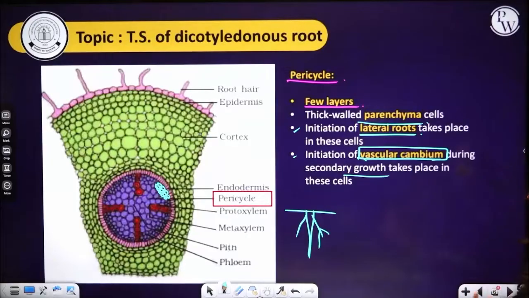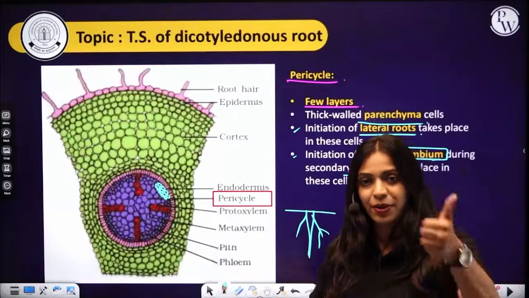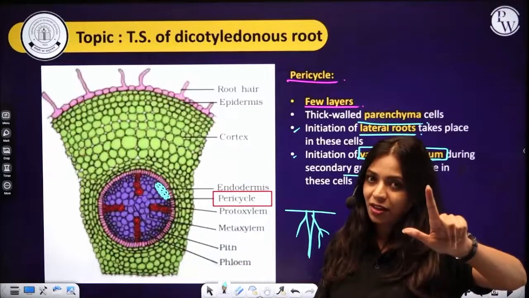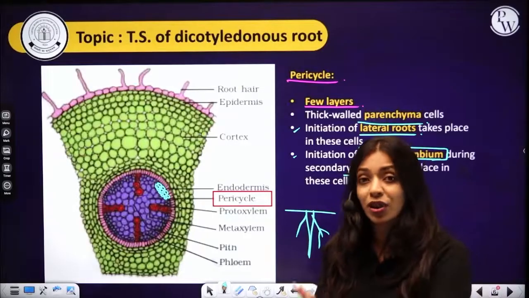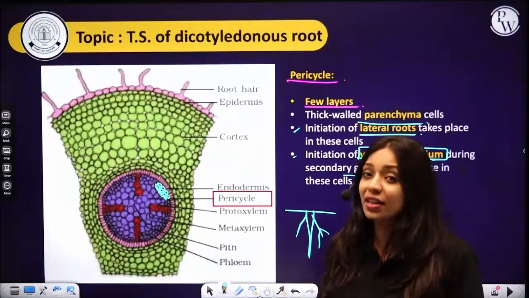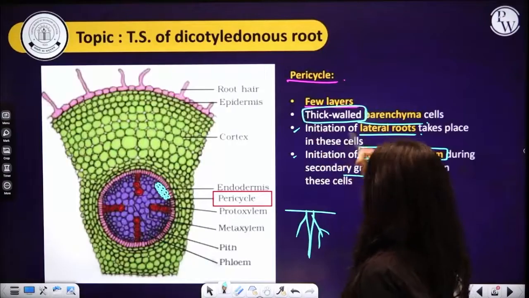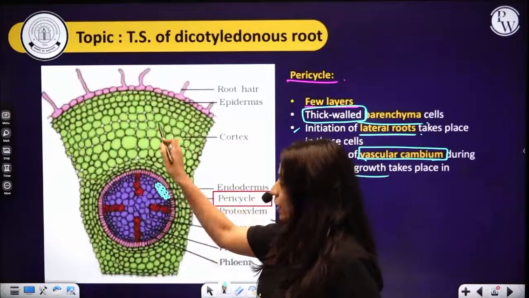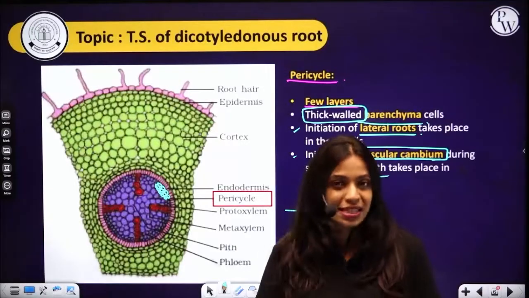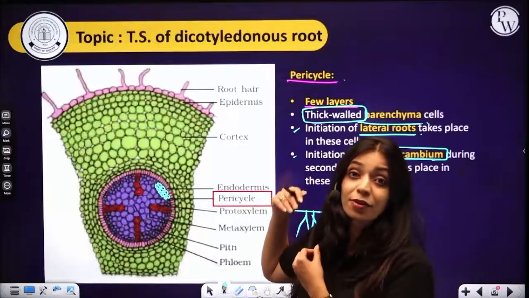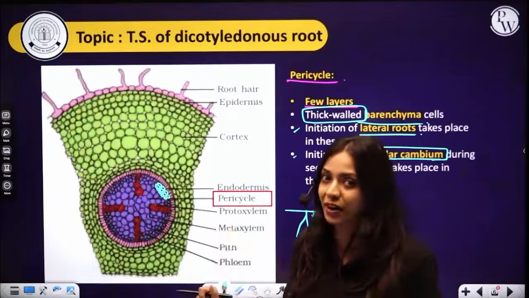At this point, I want you to notice how most of the cells in a root are parenchymatous. Epidermis is parenchyma, cortex is parenchyma, endodermis is parenchyma, pericycle also is parenchyma. Though they are all parenchymatous, we do see some variations among them, right? The parenchyma here is thick-walled. The shape of the epidermal parenchyma and the shape of the cortex parenchyma is variable. So, though they are all parenchymatous, you see some variation among them. Also, this confirms the fact that parenchyma is indeed the most abundant tissue that you find in plants, right?